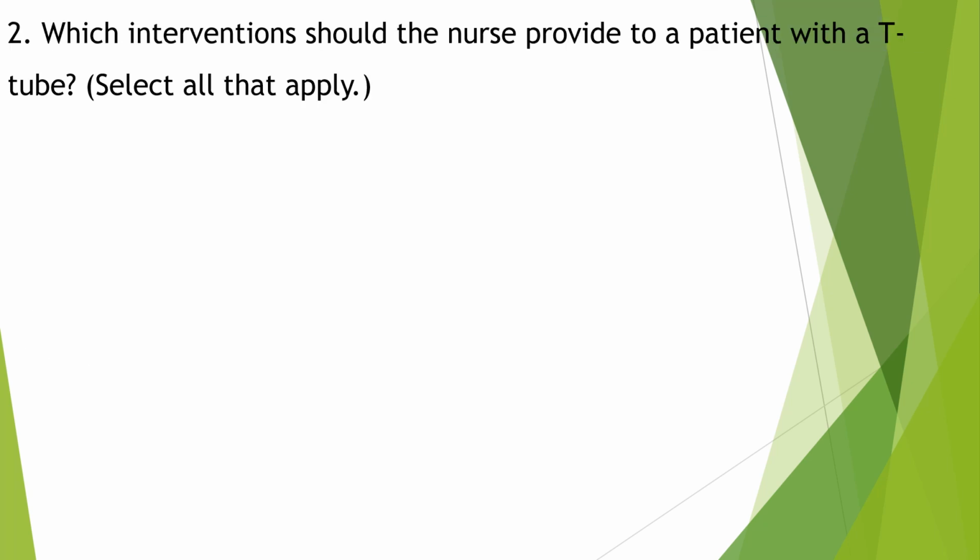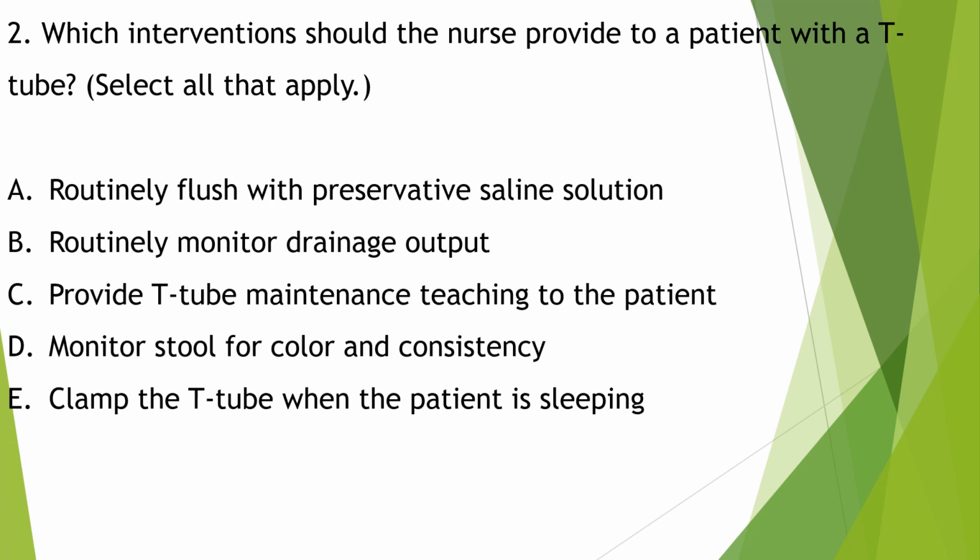Which intervention should the nurse provide to a patient with a T-tube? Routinely flush with preservative saline solution, routinely monitor drainage output, provide T-tube maintenance teaching to the patient, monitor stool for color and consistency, clamp the T-tube when the patient is sleeping. T-tube should be flushed with preservative-free saline solution, not solution with preservatives.